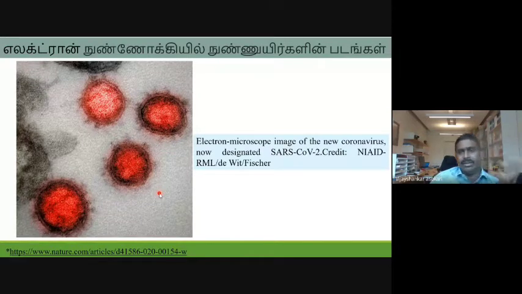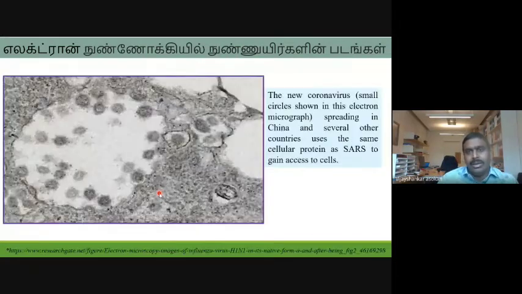It's a SARS-CoV. I think this was the first image from last year, and this is another image from Hong Kong University, which shows a new coronavirus spreading in China and several other countries uses the same cellular protein as SARS to gain access to cells. So this is one of the images which shows how these virus particles process their element into the human cells. So this is one of the images derived from the China virus.